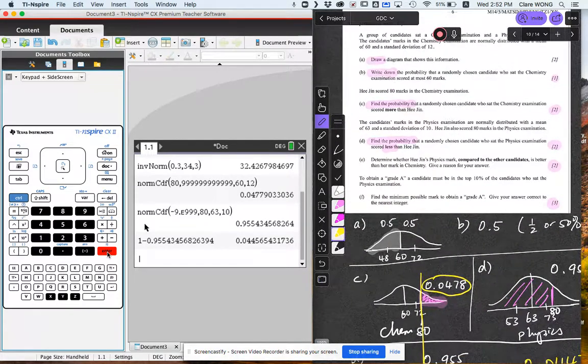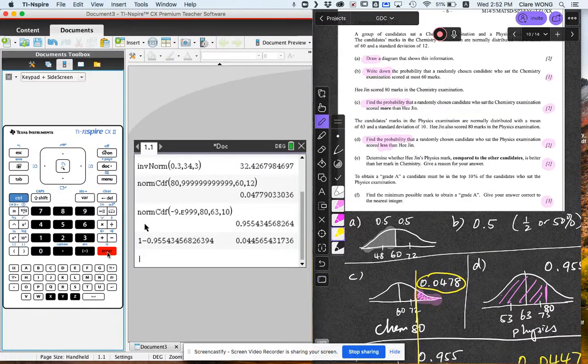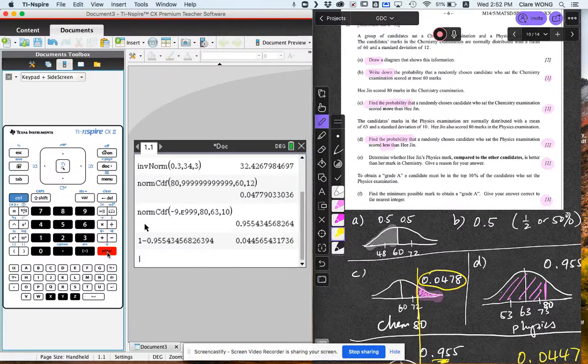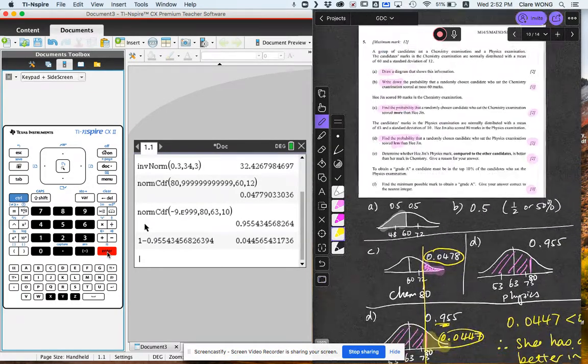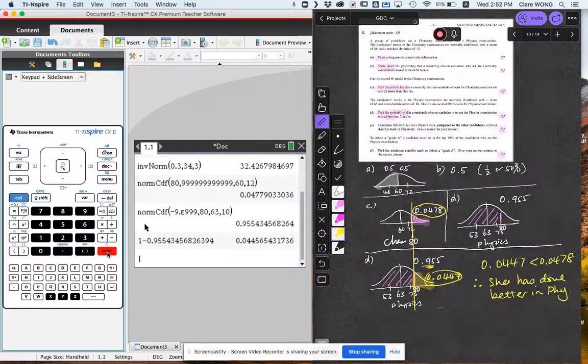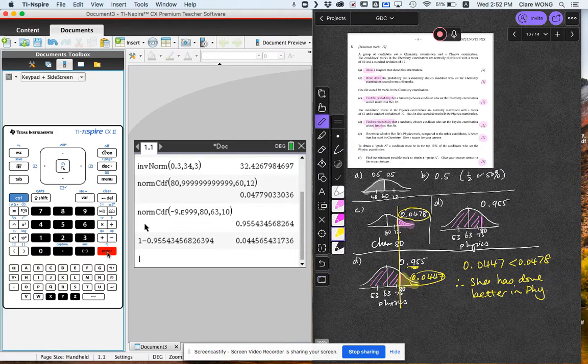Part F. To obtain an A grade, a candidate must be in the top 10%. So find the minimum possible mark to obtain a grade A. Round your answer to the nearest integer. So draw a diagram. You have physics. So physics is 63. So you have 63 here.